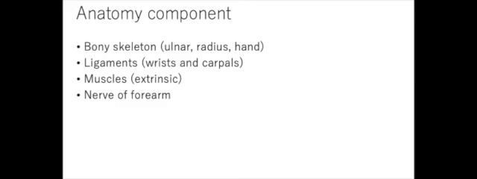Okay, so this video, the contents include the bony skeleton first. We talk about the ulna, radius, and the hands, and some ligamentous structures that are mostly at the wrist. And muscles, we're going to focus on the extrinsic here, and the intrinsic muscles within your hands, we're going to introduce next week. And lastly, the last part of the video, we'll be talking about the nerves of the forearm.